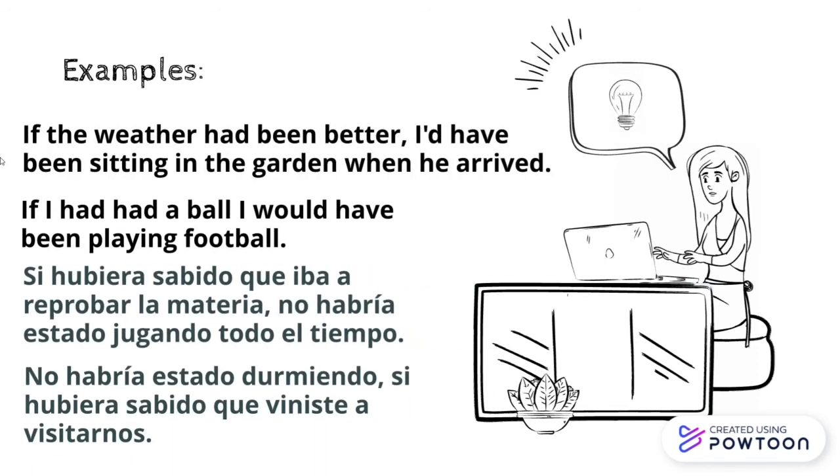The first English example is, if the weather had been better, I'd have been sitting in the garden when he arrived. The second English example is, if I had had a ball, I would have been playing football. Then we have a Spanish example. Si hubiera sabido que iba a reprobar la materia, no habría estado jugando todo el tiempo. The last Spanish example is, no habría estado durmiendo si hubiera sabido que viniste a visitarnos.